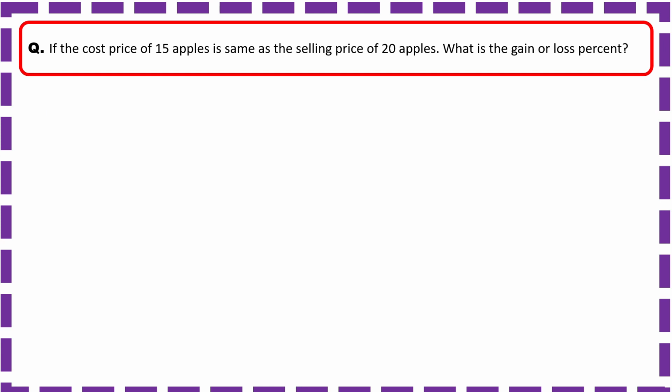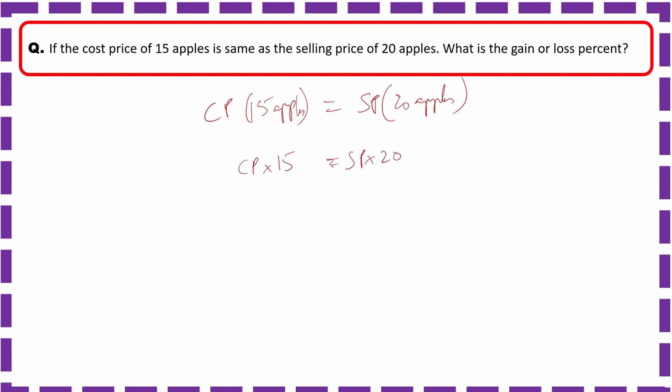If the cost price of 15 apples is the same as the selling price of 20 apples, find the gain or loss percent. Here what is given? The cost price of 15 apples is equal to the selling price of 20 apples. So the CP by SP ratio is 4 by 3, right? You can clearly see that CP is greater than SP here, because CP is 4 and SP is 3. So if CP is greater than SP, then it's definitely a loss.